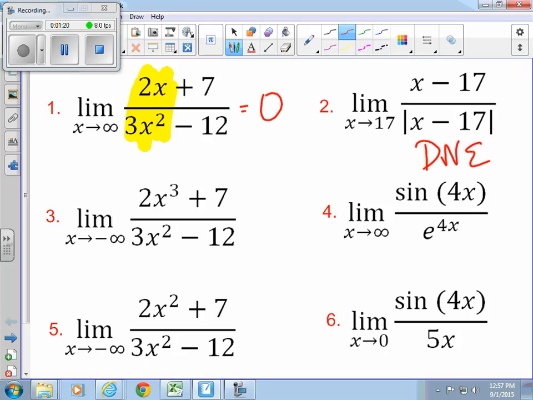What if I pick something to the right of 17? 17.001. Same thing, it'd still be 1, except I would get a positive 1. So from the left and right, I'm getting 2 different things, so that limit does not exist.